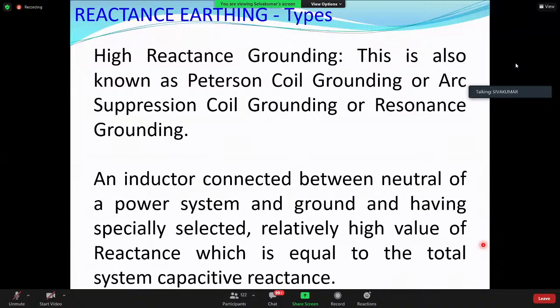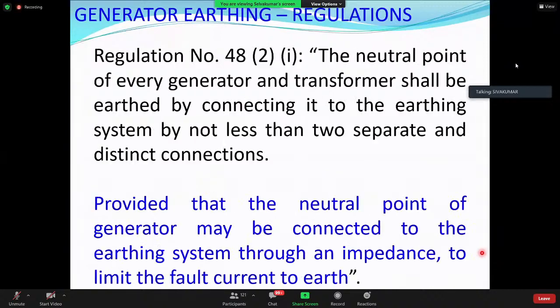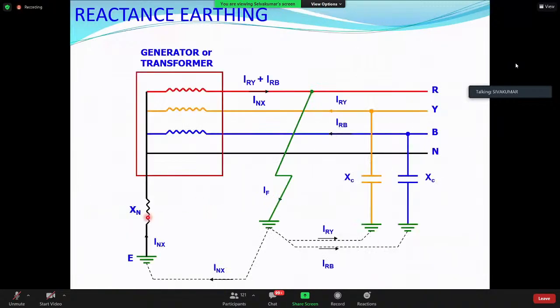Now, when you want to put a Peterson coil, whatever is the total system leakage capacitance in your 11 kV system, let us say 100 ohm, you put a 100 ohm equivalent of inductance. It is called a Peterson coil. Here, during an earth fault, capacitive earth fault current due to leakage capacitance will flow. Then through the Peterson coil, because it is an equal ohmic value, equal current will flow, but in the opposite direction, because it is inductance. They will cancel each other, like in your power factor correction system. One current is capacitive, one current is inductive. They will cancel each other. There will be no fault current. So this is the principle of Peterson coil grounding.